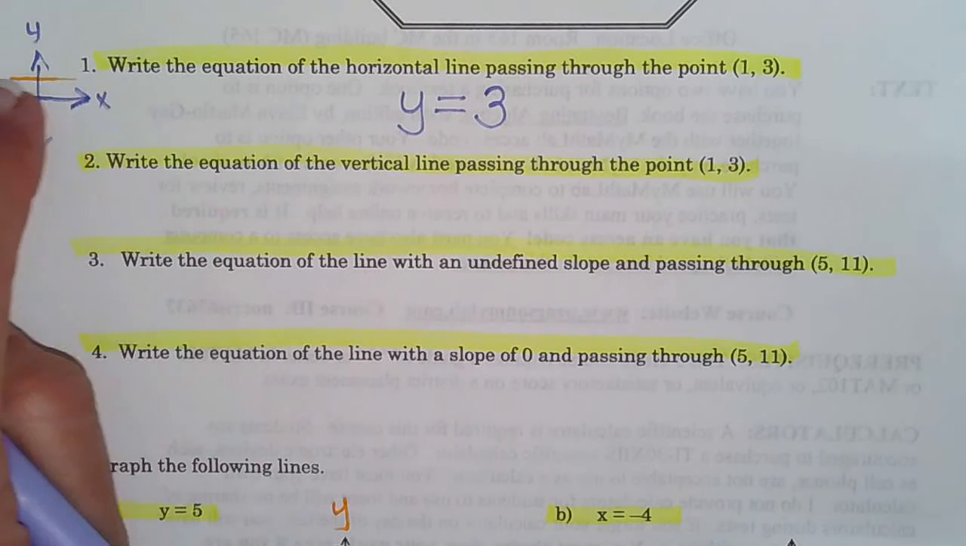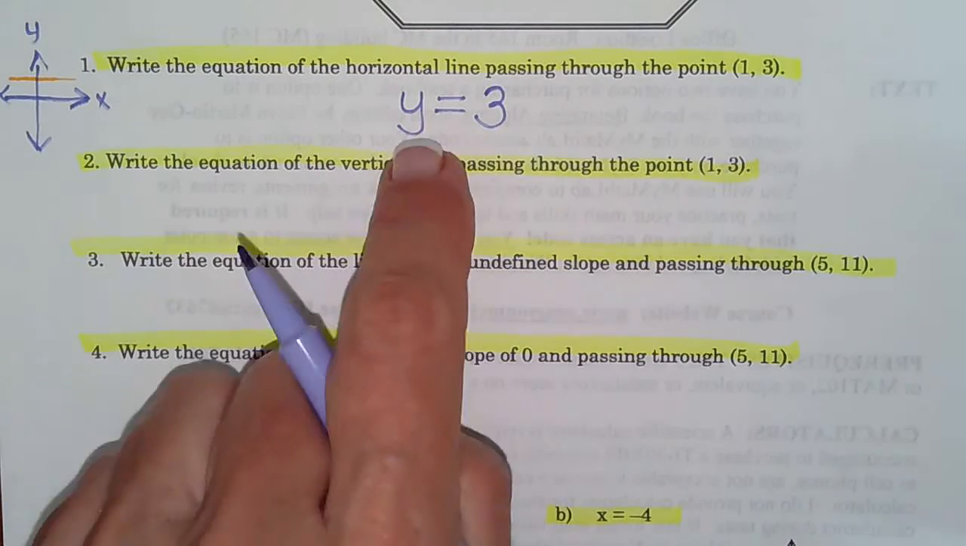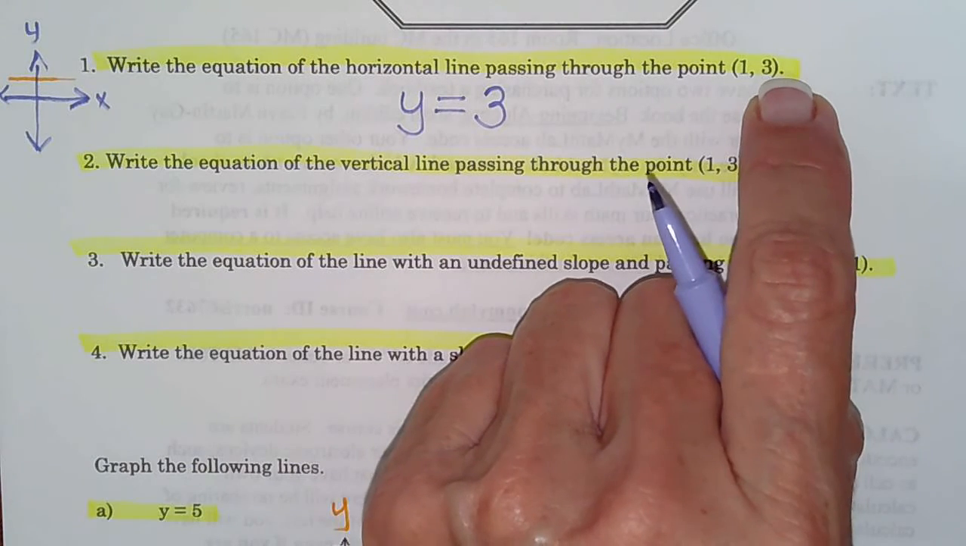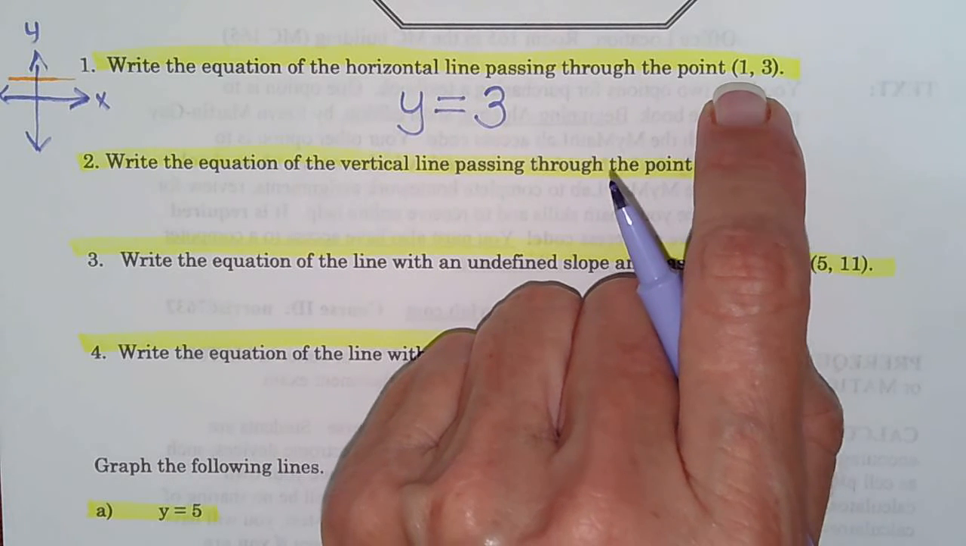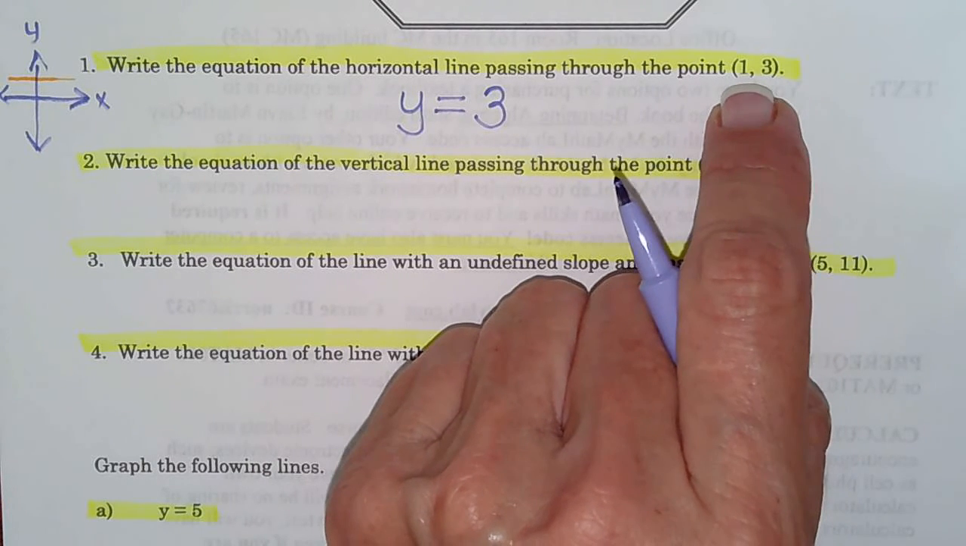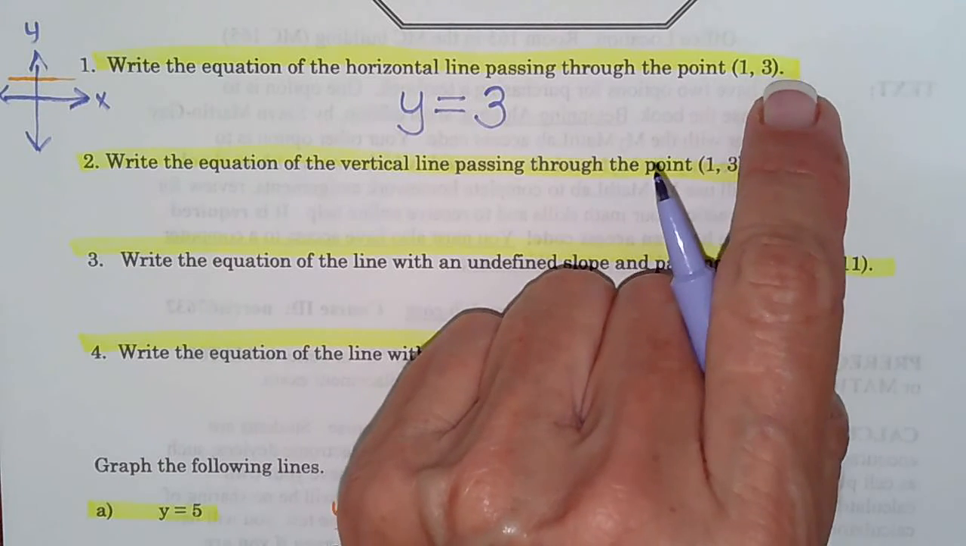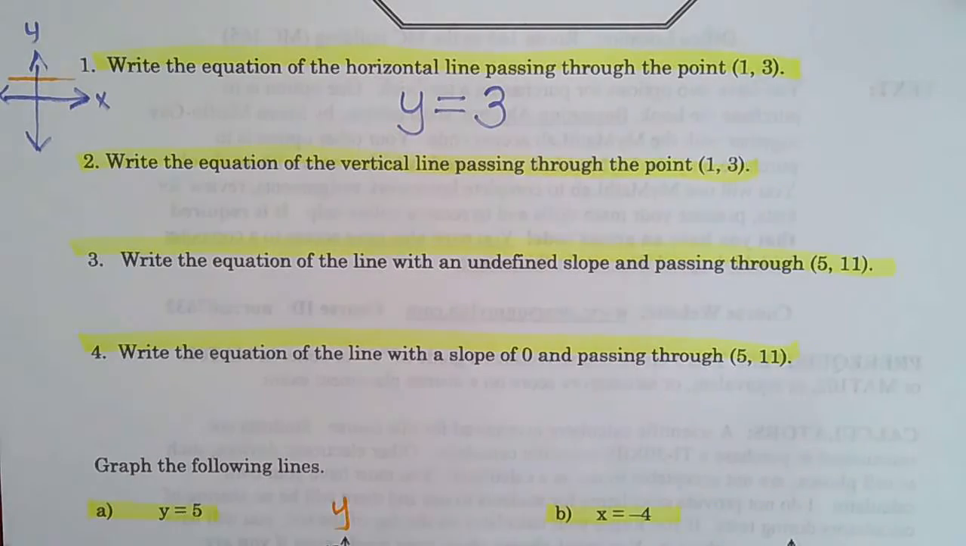So horizontal lines only pass through the y-axis. So they're y equals, and we pull the y coordinate from the point. I'll have people on the final write y equals 1, and I'm like, really? That is not your y coordinate. So make sure you pull your y coordinate.